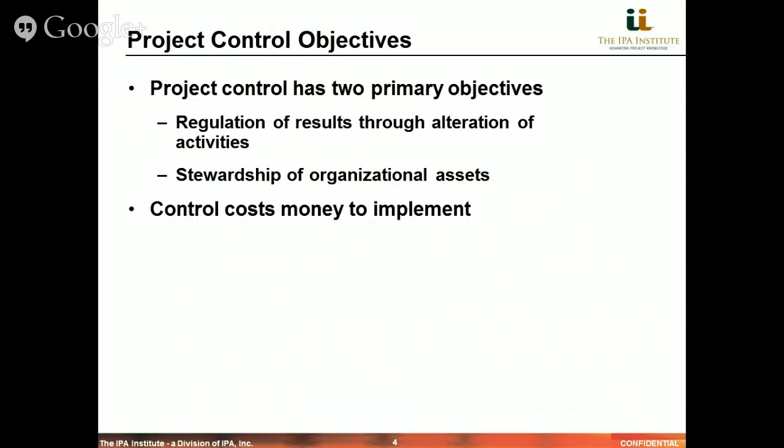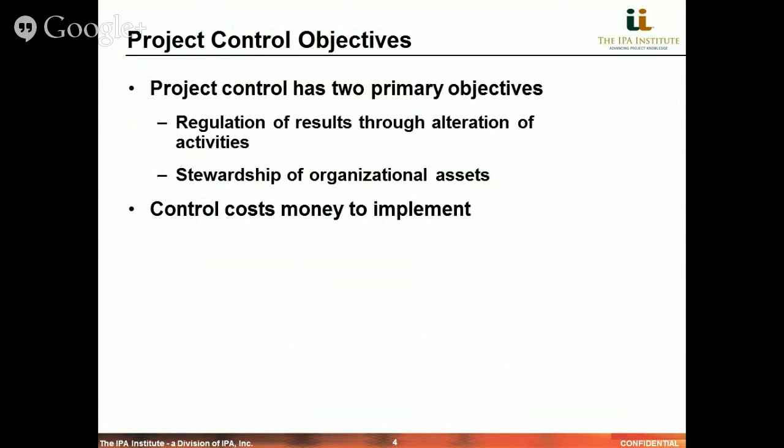Basically, we think of project controls as having two primary objectives. One is the regulation of results, as it says, through alteration of activities. Basically, to put that in plain English, the point of controls is to affect the outcome, to make it better, to mitigate damage from bad events, to actually influence the project. When I speak of it in terms of a project system, often it means making decisions that will improve the outcomes or help limit damage from disruptions or changes.